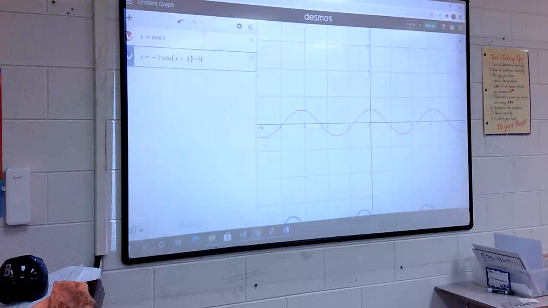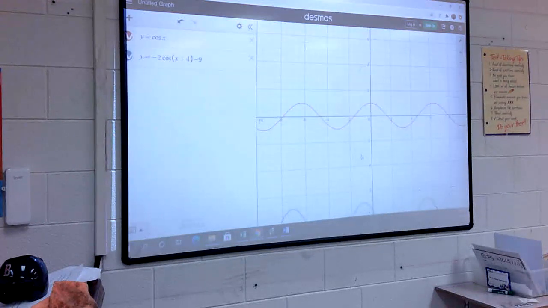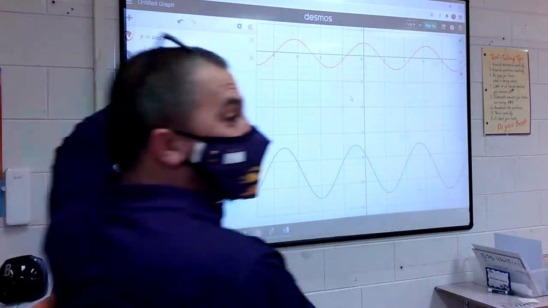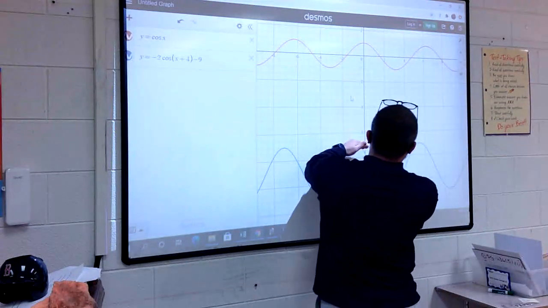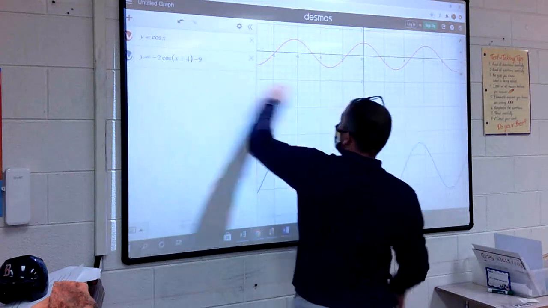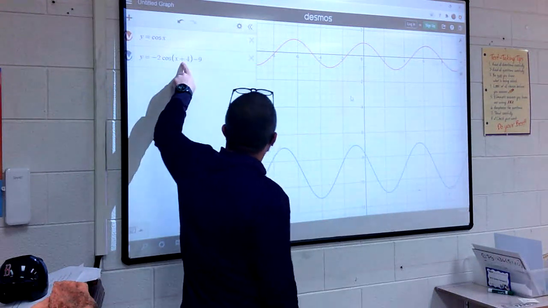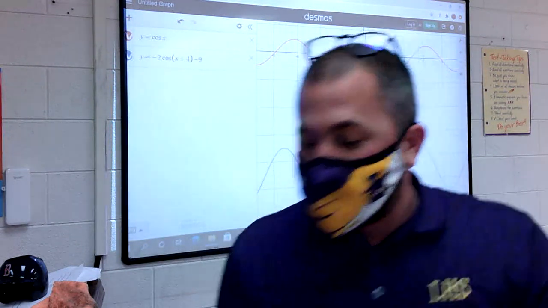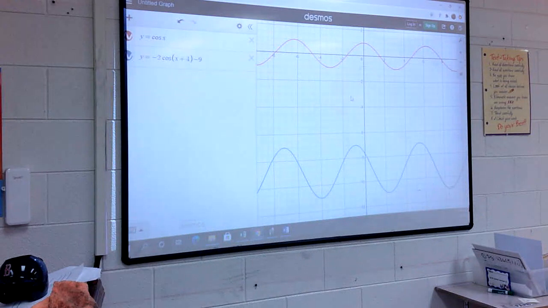You'd be able to find, so the regular cosine graph is here. The one we're talking about is here. You should be able to notice something else about it. What does that 2 do to the graph? Yeah, it makes it bigger. It's a stretch. So you want to write that as well. It stretches it by 2. So we have a stretch by 2, and then it goes left 4, and then it also goes down 9. So the number in front stretches it. That's a transformation. Okay? So it's stretched by 2, goes left 4, down 9.